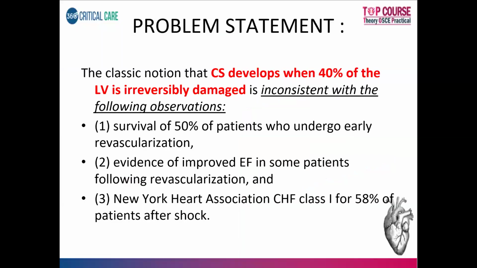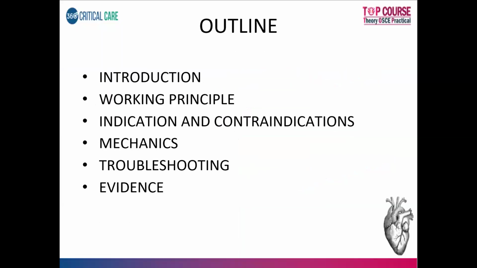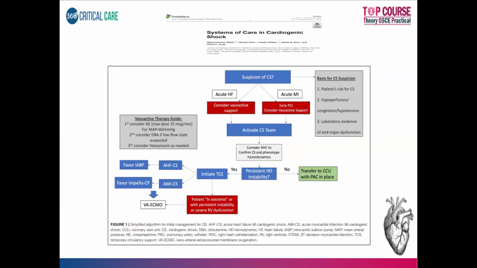So coming to the outline of the topic: introduction, working principle, indications and contraindications, mechanics, troubleshooting, and evidence. So we all know that whenever a patient comes to us with cardiogenic shock, we optimize them, look for the use of vasoactive therapy. If they don't improve with that, the next role would be to use mechanical circulatory devices. In this case, probably the use of IABP if there are no contraindications.